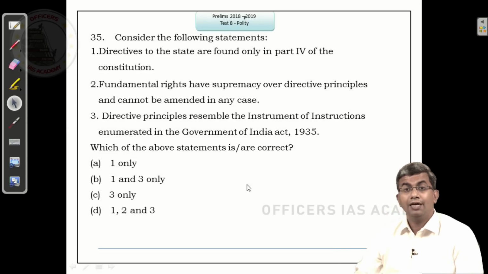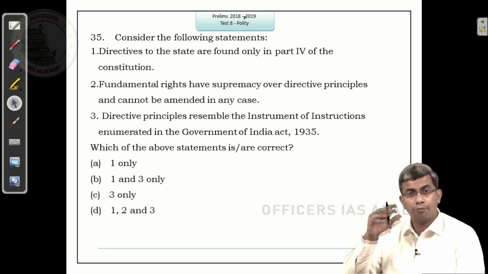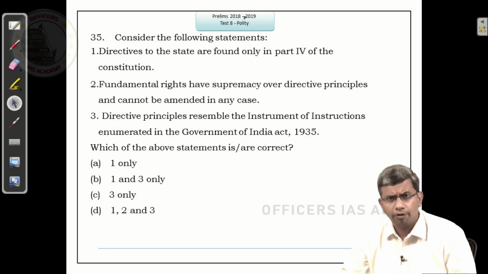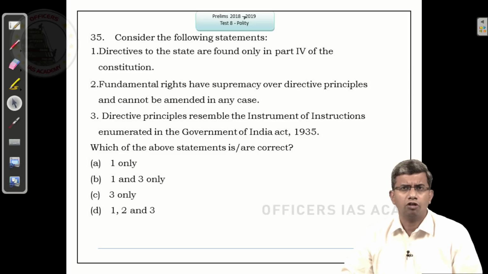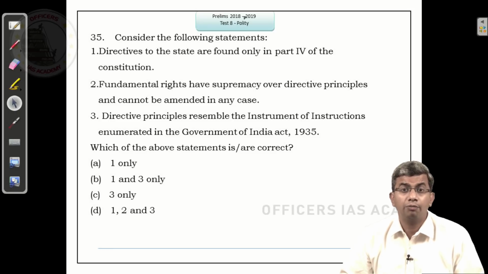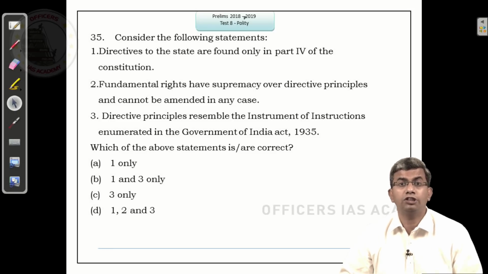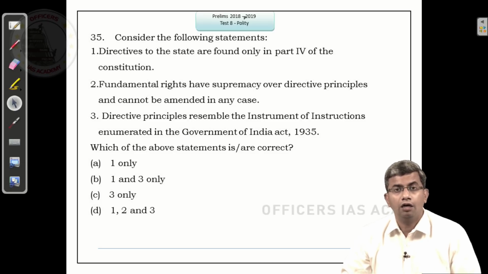Consider the following statements. Directives to the state are found only in part 4 of the Constitution. Directive principles of state policy are primarily found in part 4, but we have seen there is a directive that the state should try and promote Hindi as the official language, Article 350 or 351, no 350, one of the two. Then you have, for linguistic minorities, the president can give directives to the state, isn't it, for providing education in mother tongue for linguistic minorities in a state. So these are all directives.